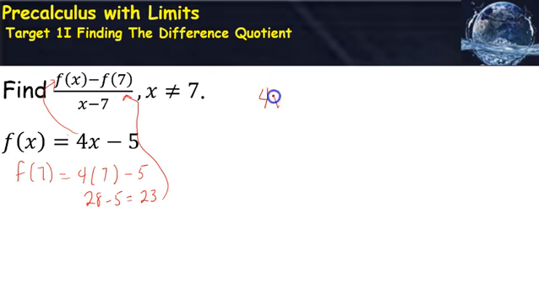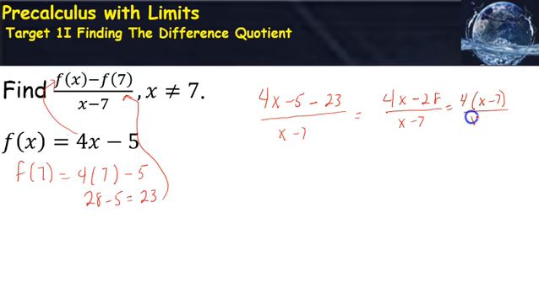F of x, that was 4x minus 5, minus my f of 7, which is 23, all over x minus 7. So I can do some simplifying on top. Minus 5 minus 23 is negative 28, all over x minus 7. There should be something common to each of these, and that's a 4, so I can factor out the 4, and I'm left with x minus 7. And the bottom is x minus 7. Those cancel, and my whole answer is 4. Okay?